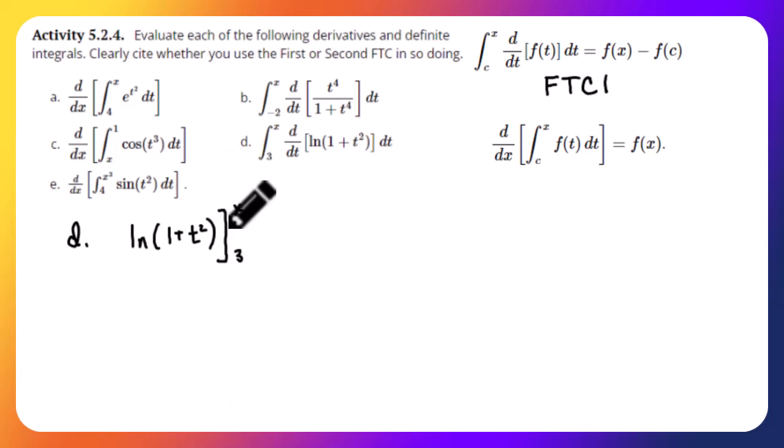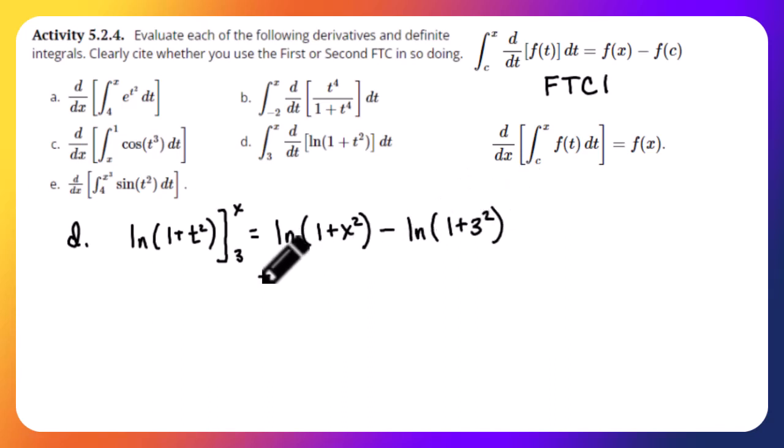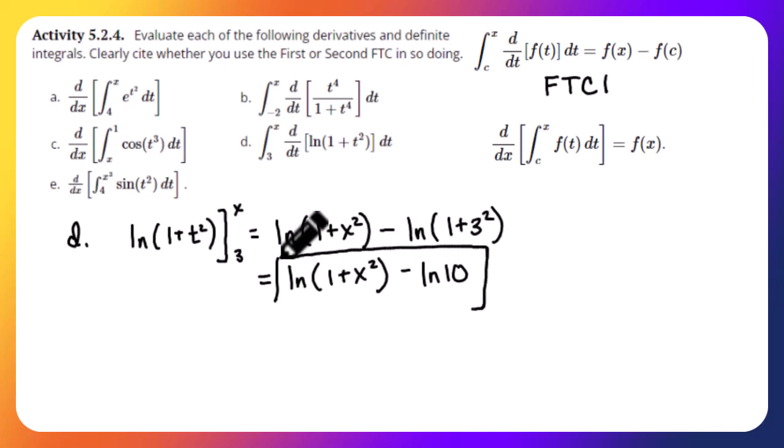So we take the x and substitute it in, and we get the natural logarithm of 1 plus x squared. And then we subtract what we get when we substitute in the lower limit. So we get the natural logarithm of 1 plus 3 squared. And this simplifies to the natural logarithm of 1 plus x squared minus the natural logarithm of 1 plus 9, which is 10. So minus the natural logarithm of 10. So for part D, this is our final answer.